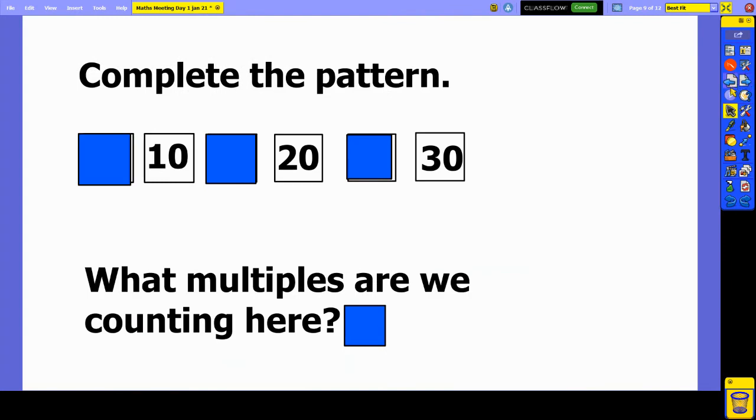Fantastic. Complete another pattern. Look very, very carefully. And I want to know what multiples are we counting here. So pause your video. I need you to complete the pattern. Fill in my blue boxes.